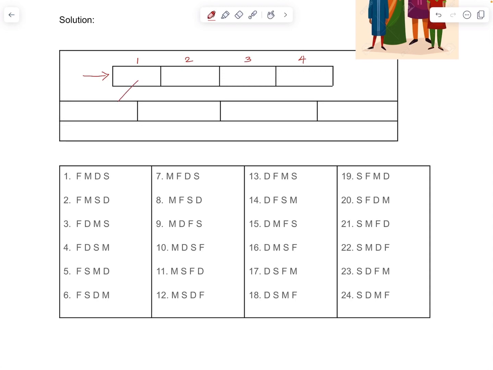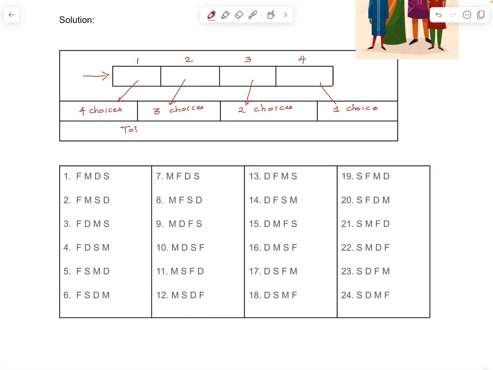To fill the first position, we have four choices. So one from father, mother, daughter, son. So four choices. Once the first position is filled, for filling the second position, we will be left with three choices. So once first and second position is filled, we will be left with only two people. Then for the third position, we will have two choices. For filling the fourth position, we will be left with only one choice.